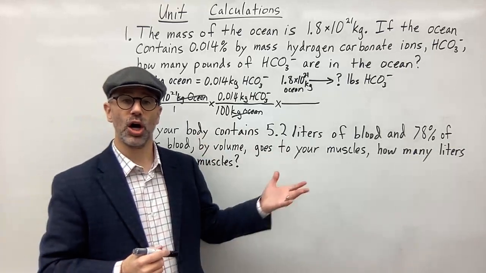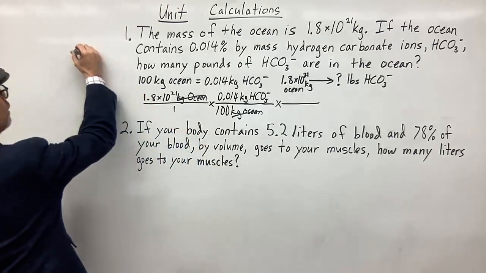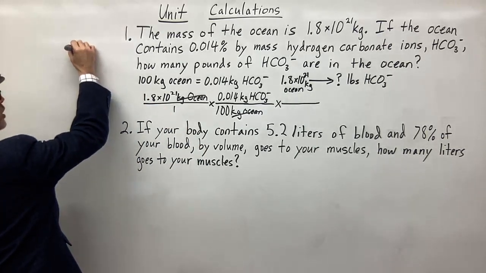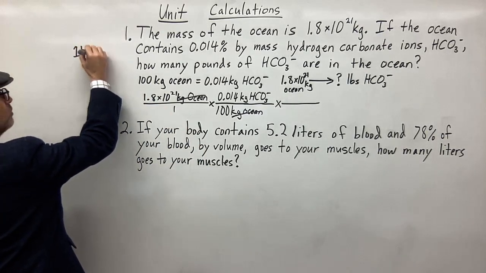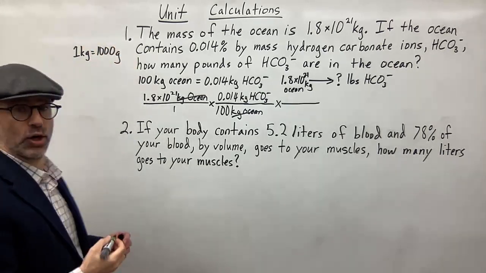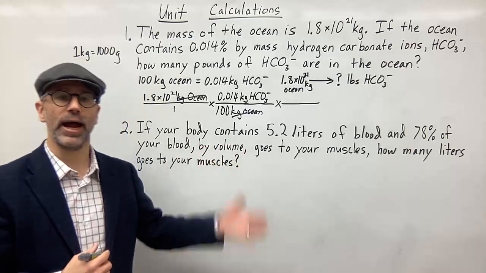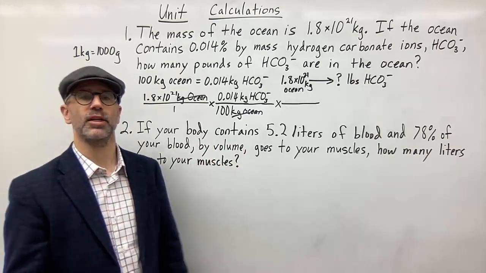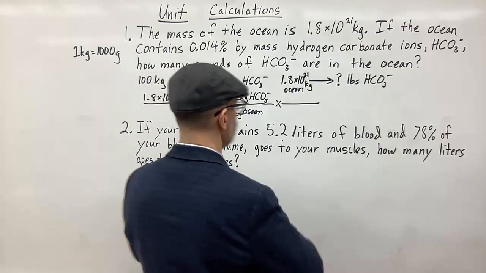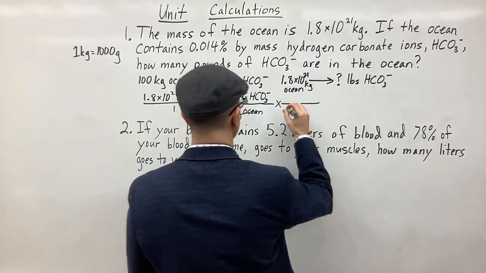I know that 1 kilogram is equal to 1,000 grams. So you know that relationship, or you should know that relationship. Why do I know that? Because I know kilo is 1,000. A kilogram is 1,000 grams. So I can use that as a conversion factor. You should know your metric conversion factors.